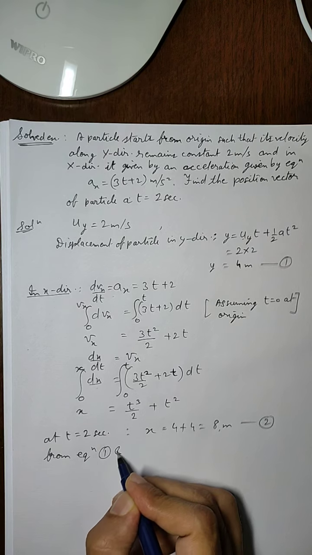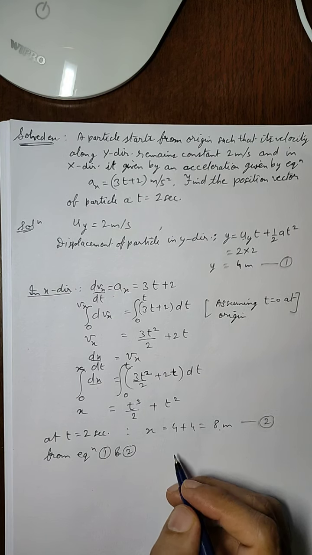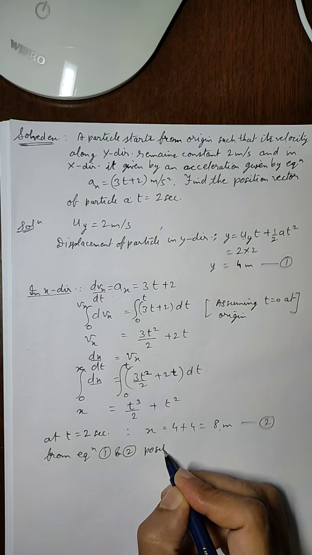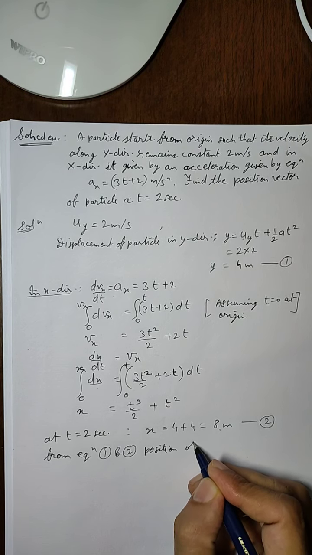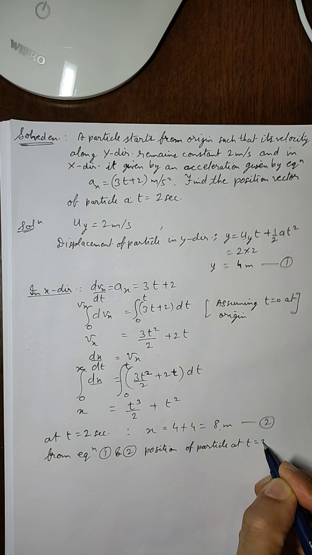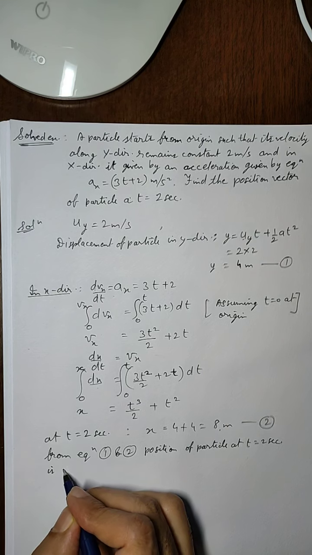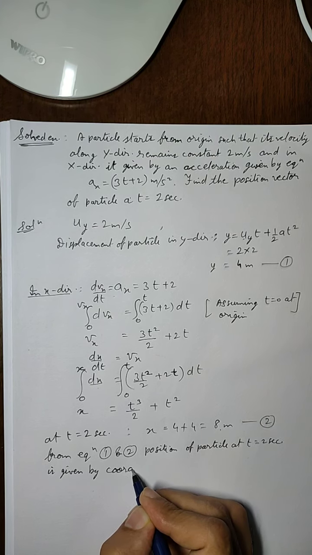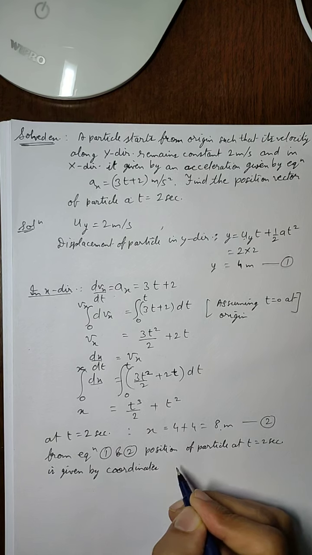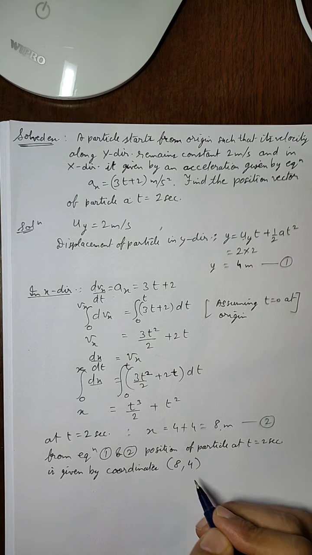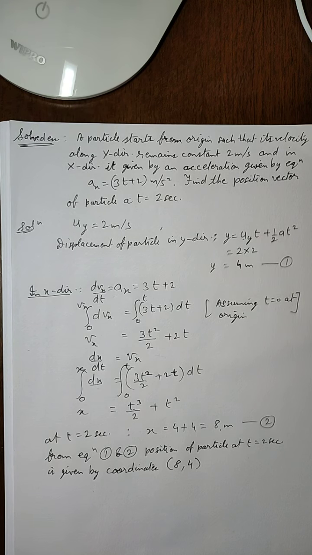So we can write from equation 1 and 2, position of particle at t equals 2 second is given by coordinates. X coordinate is 8 and y coordinate is 4. So this will be the coordinate of the position of the particle at t equals 2 seconds.